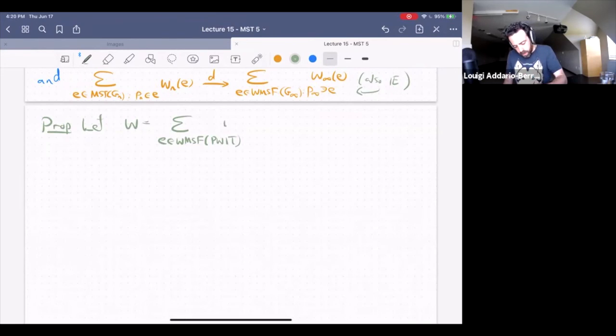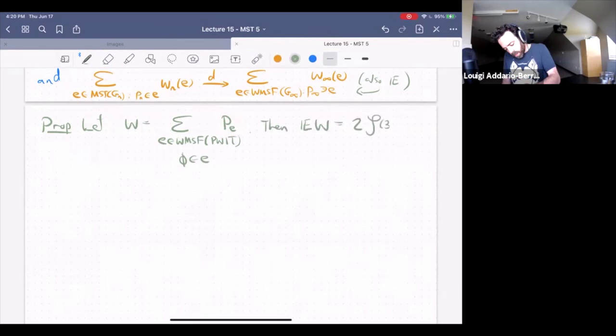and then I'm going to sum the, well, I only want the edges that contain the root. And I'll sum their edge weight, which remember in the PWIT is this Poisson edge weight. Okay, so then the expected value of W is 2 zeta of 3. Okay. So I think I can prove this to you in 10 minutes.